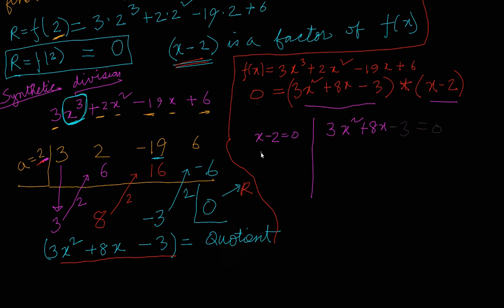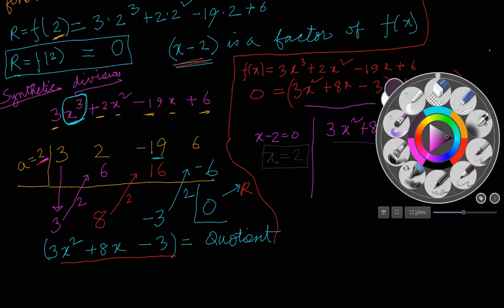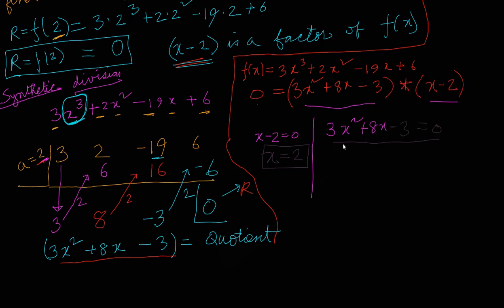All right, so from here I can get x equal to 2. So this is one x intercept. So we already know x equal to 2. So this is going to be my one real zero, and the other one, this is a classical quadratic equation. To solve this quadratic equation, I can use factoring, I can use the quadratic formula. So in this case I'm going to use the quadratic formula. So in this case, my a equals 3, b equals 8, and c equals negative 3.